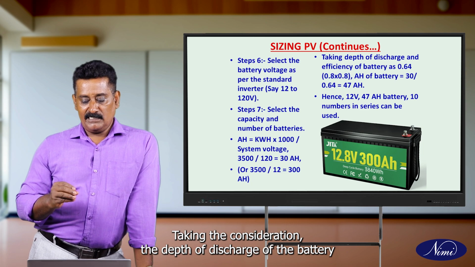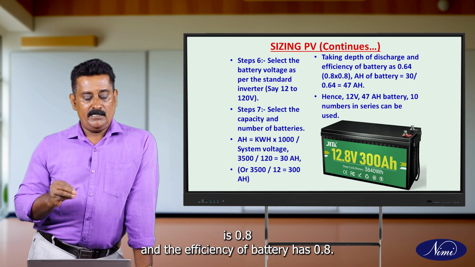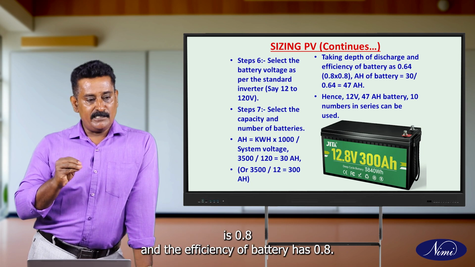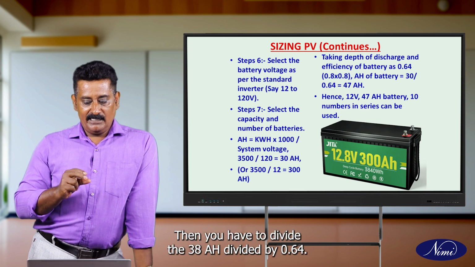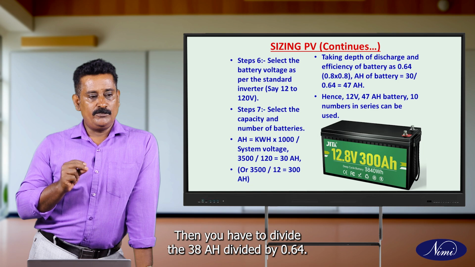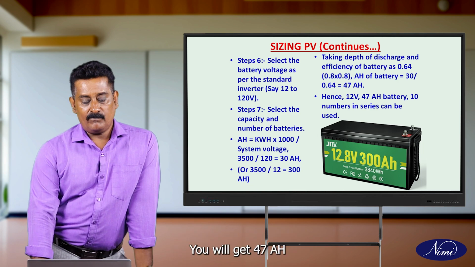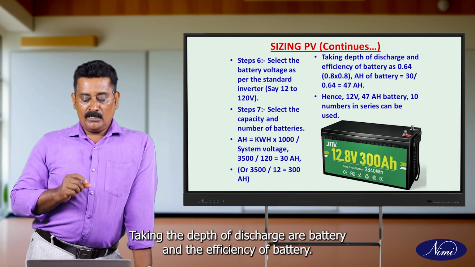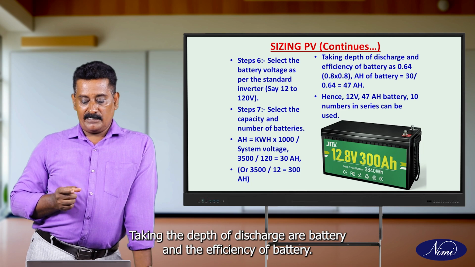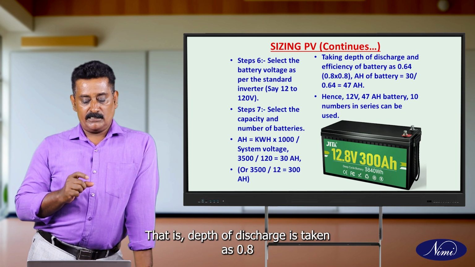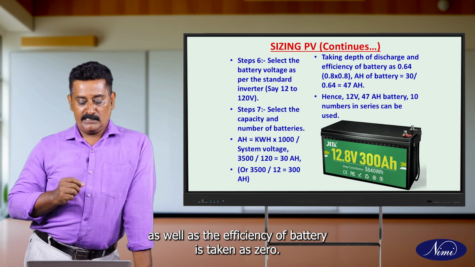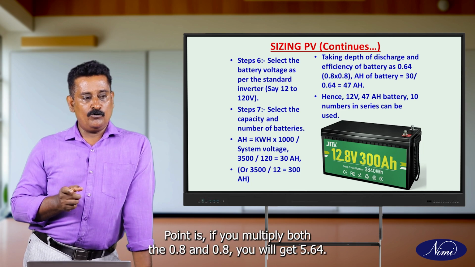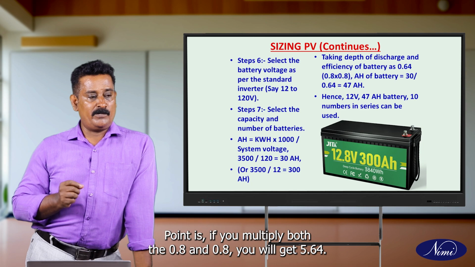Taking into consideration the depth of discharge of the battery as 0.8 and the efficiency of battery as 0.8, then you have to divide the 30 Ah by 0.64, you will get 47 Ah. Taking the depth of discharge of battery and efficiency of battery, the depth of discharge is taken as 0.8 as well as the efficiency of battery is taken as 0.8. If you multiply both 0.8 and 0.8, you will get 0.64.